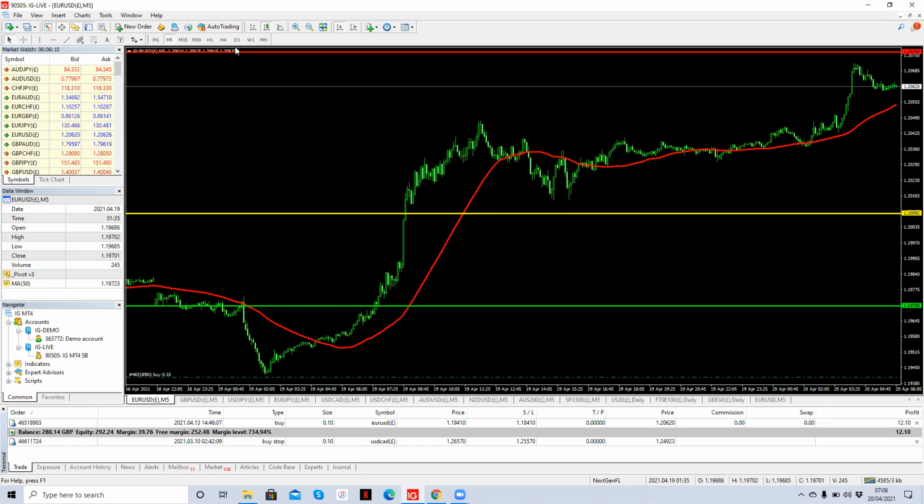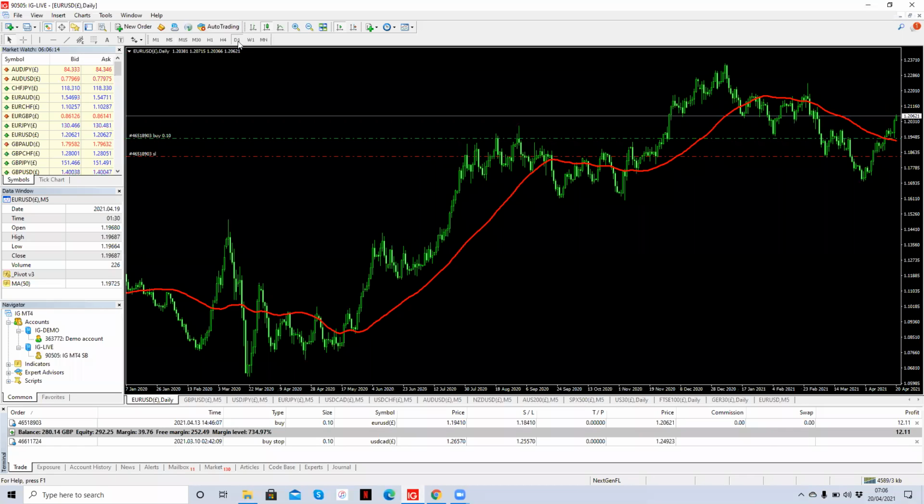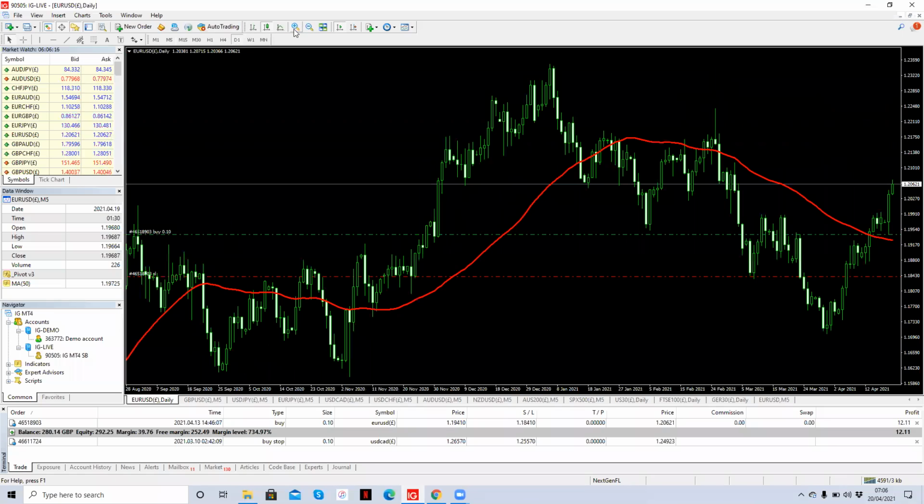So looking at the Euro US dollar, we'll start with the daily time frame, so we'll go to D1. And I currently have a live swing trade going on. You can see where the market broke the moving average on the 13th of April. Took my buy order there with a 100 pips stop loss.